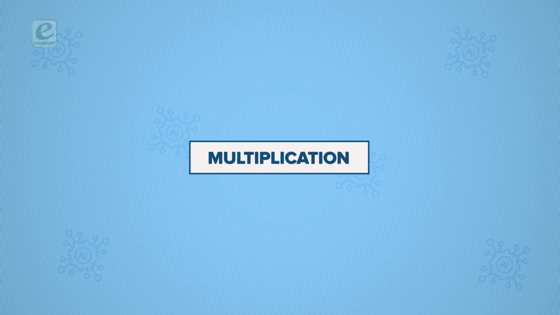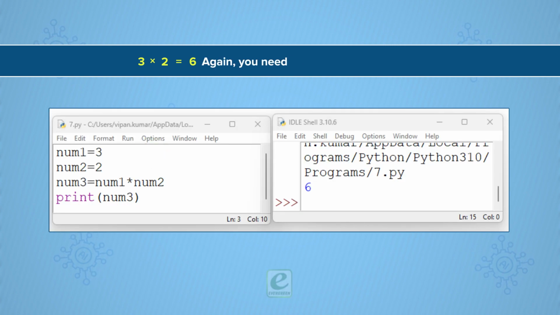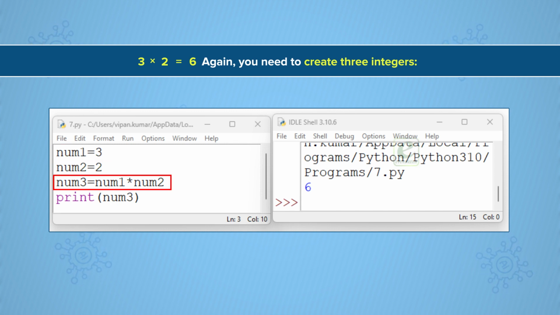Multiplication. If you multiply 3 and 2, you will get another number, that is 6. Again, you need to create three integers. num1 is equal to 3, num2 is equal to 2, and num3 to store the multiplication of the first two. You can print the value of num3 by using print.